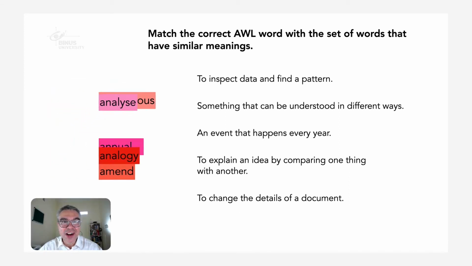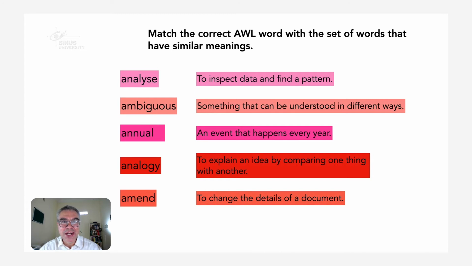Of course, analyze means to inspect data and find a pattern. Ambiguous means something that can be understood in different ways. Annual, of course, means an event that happens every year. An analogy is to explain an idea by comparing one thing with another. And lastly, amend means to change the details of a document.